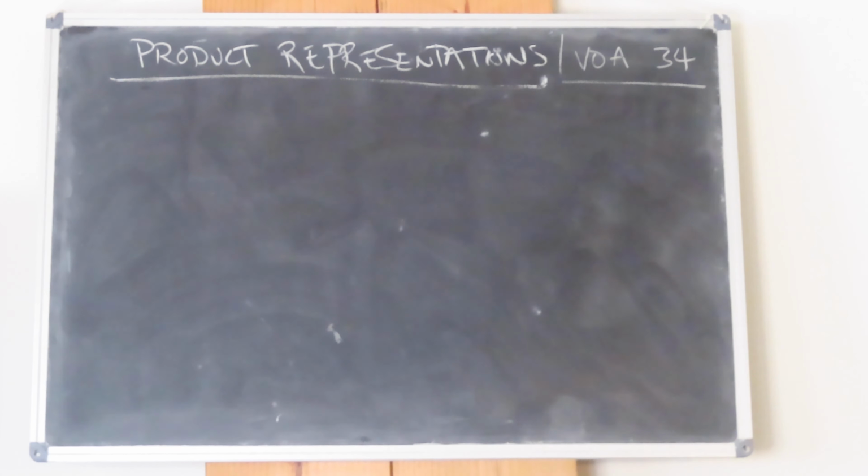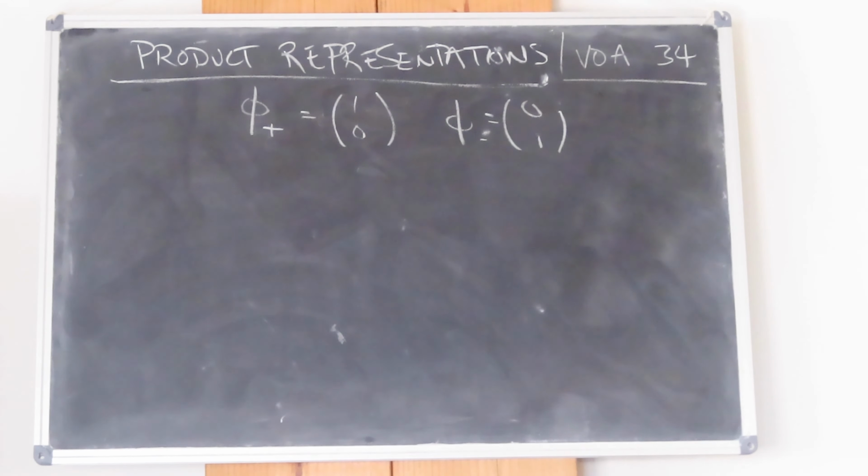The quickest way to build higher dimensional irreducible representations is to consider tensor products of these doublets. Keeping in mind our two basis vectors for the space of states, plus or minus, let's consider a tensor product of two copies of the doublet.